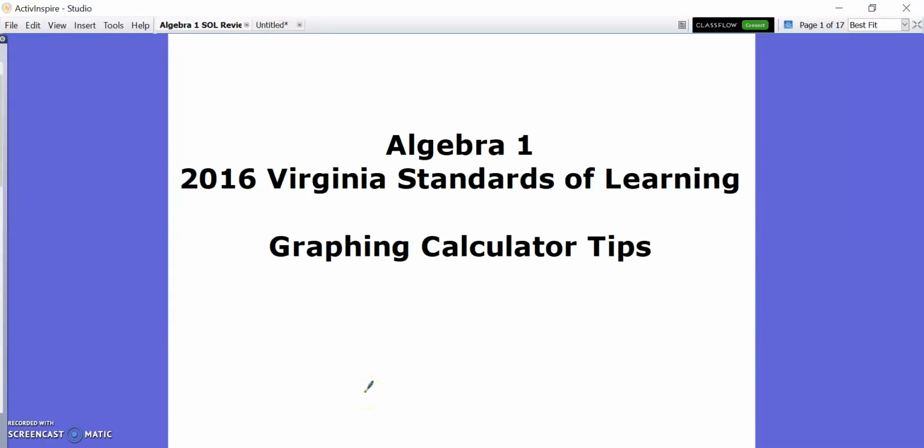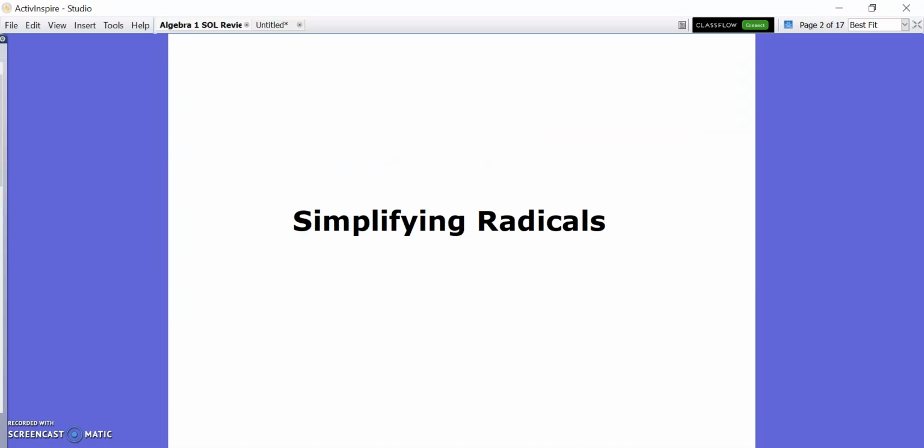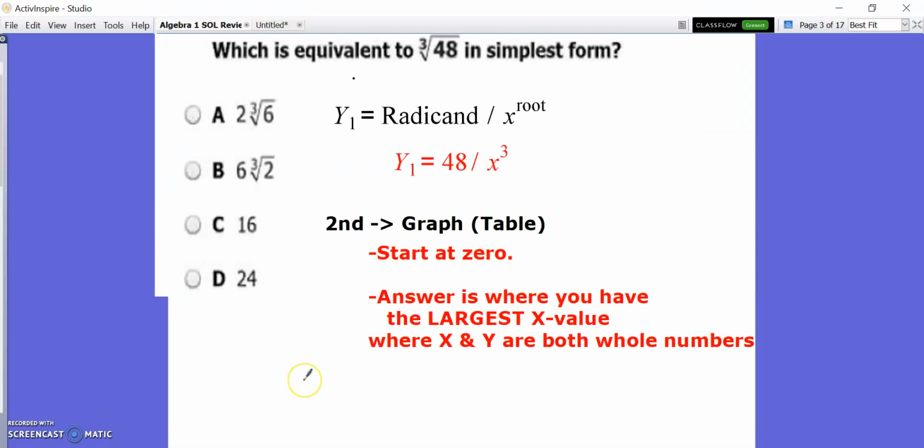In this video, I'm going to show you how to simplify radicals using your graphing calculator. Specifically, I'm going to be using a TI-84 graphing calculator. This will likely work the same way with any TI graphing calculator. So, simplifying radicals. Here's an example problem.